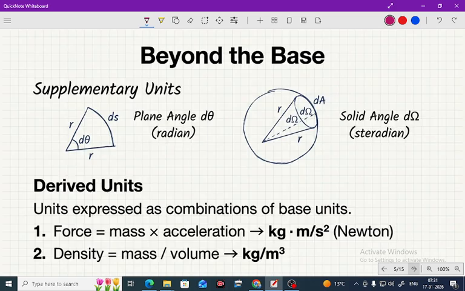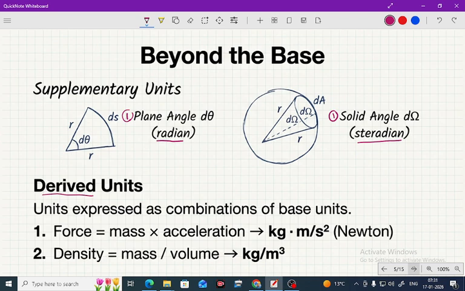Besides the base units, we have two supplementary units. One is known as plane angle, and another one is known as solid angle. Plane angle is measured in radian, and solid angle is measured in steradian. Now we have derived units.